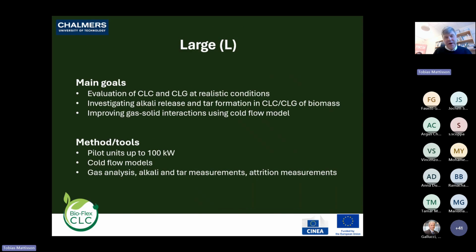Perhaps more interesting for the Bio-Flex project here at Chalmers, we also look at pilot operations, both in cold flow models and in pilot operations. And here we have a range of pilot units between a few watts to 100 kilowatts, and a range of cold flow models where we can look at fluidization phenomena.